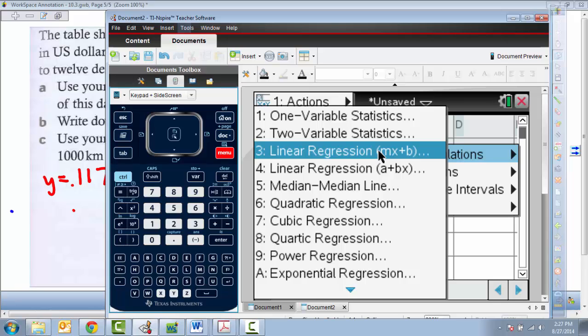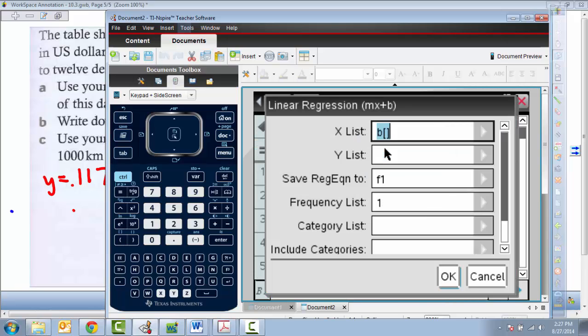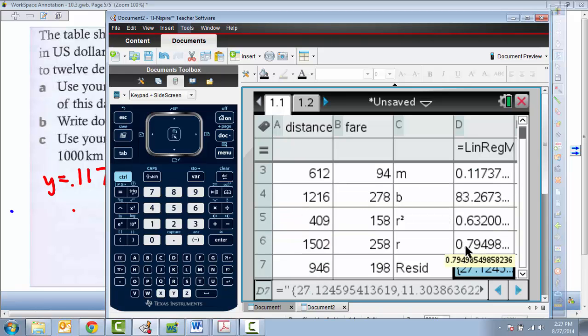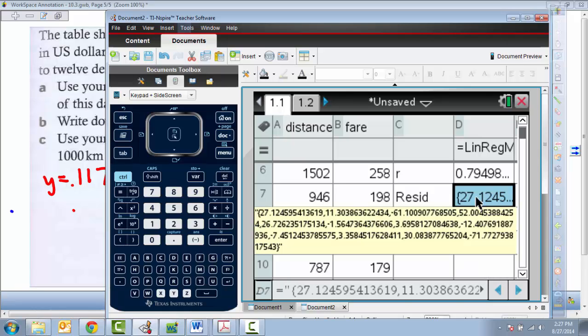Doesn't matter which one you use, you might be used to seeing mx plus b though. So x list was distance, y list is the fare. Save regression equation to f1. Frequency list is 1, we're leaving that alone, we hit OK, and boom, here it is. mx plus b, m is 0.117, b is 83.03, same thing we got. And we're going to talk about this r value later, but here are the residuals. That's what the residual for each point is as we compare it to the predicted line.